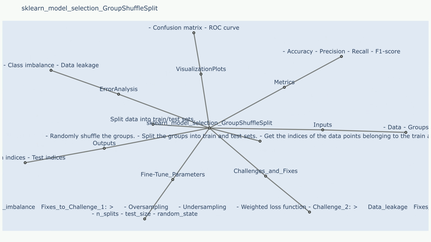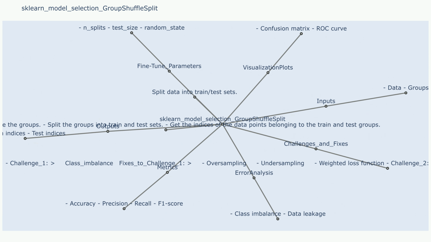Metrics: Accuracy measures the percentage of correctly classified samples. Precision measures the proportion of correctly predicted positive samples out of all predicted positive samples. Recall measures the proportion of correctly predicted positive samples out of all actual positive samples. F1 score, a harmonic mean of precision and recall.